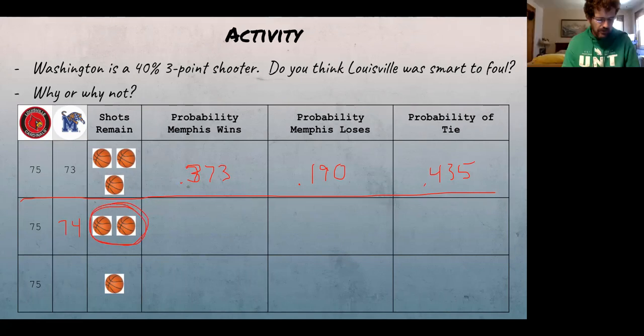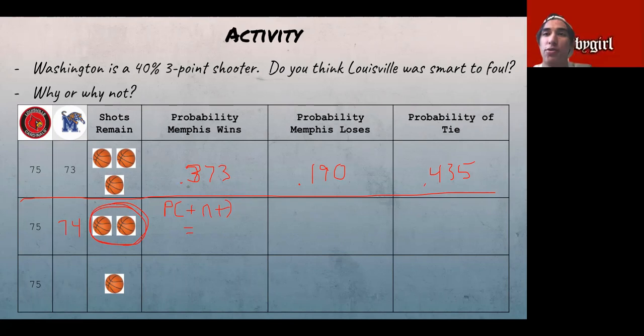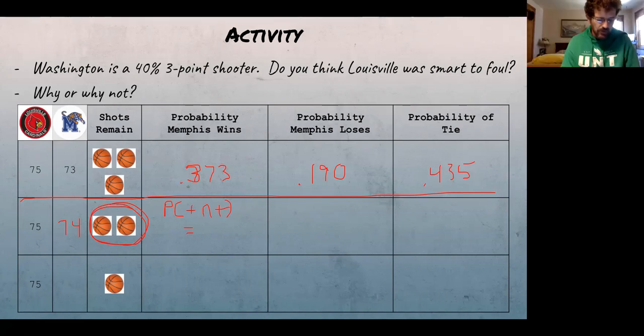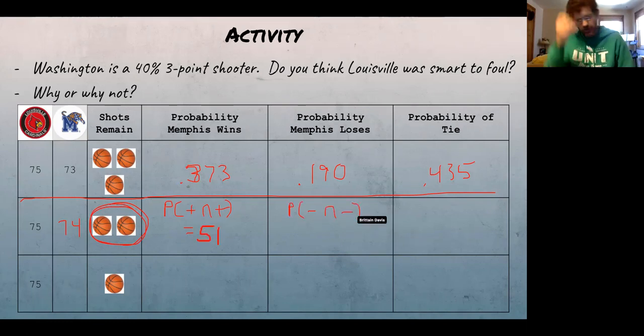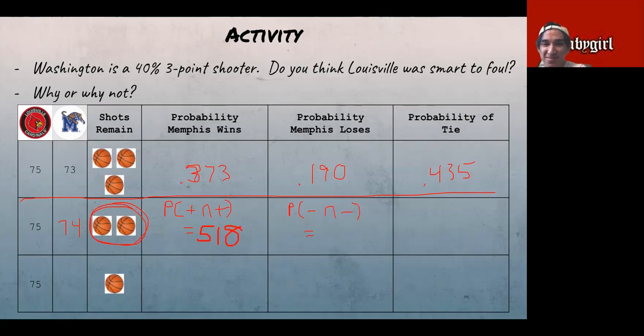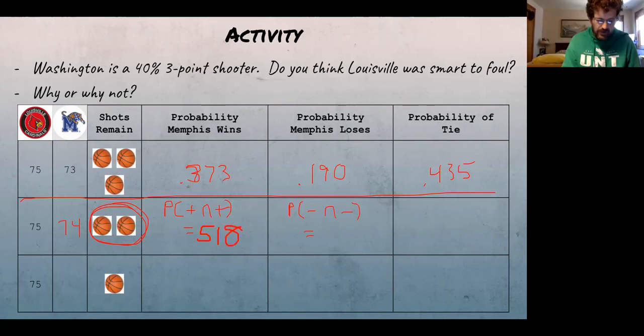So the probability of a make and a make, I'll just put this right here. You guys can write that number in. Probability, what does he have to do to lose? Miss 1 or 2. Well, he would need to miss both of them in order to lose. He's got 2 shots. He only needs to make 1. And then to tie would be making and missing.